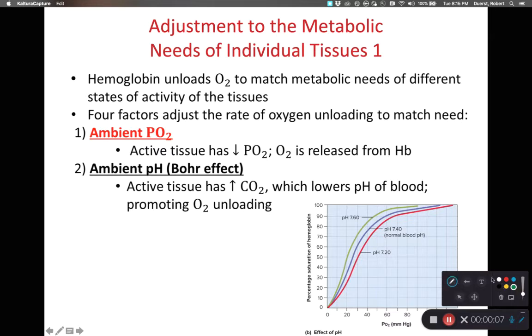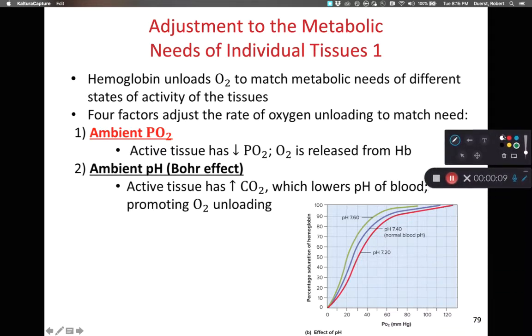Hi class, in this recording we're going to talk about things that influence the ability to unload oxygen from the blood hemoglobin, I should say. So as we look at these four factors, we're going to talk about how we can fudge the ability to store oxygen or get rid of oxygen from hemoglobin. Our hemoglobin within our body needs to get oxygen to the tissues based on the metabolic needs of those tissues.